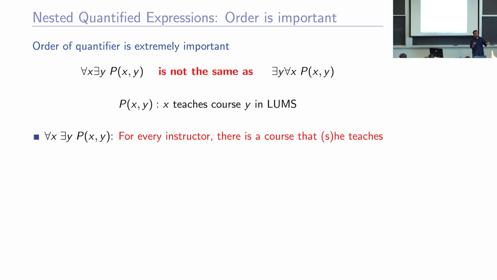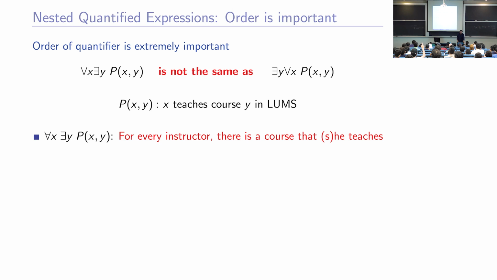Every faculty member teaches at least one course. That's how we translate it, right? True or false, it's a separate story. Maybe somebody is on sabbatical. Maybe somebody taught 19 courses last semester and is not teaching any now. Maybe somebody is dead or whatever. So for every instructor, there is a course that he or she teaches. That's kind of the translation.